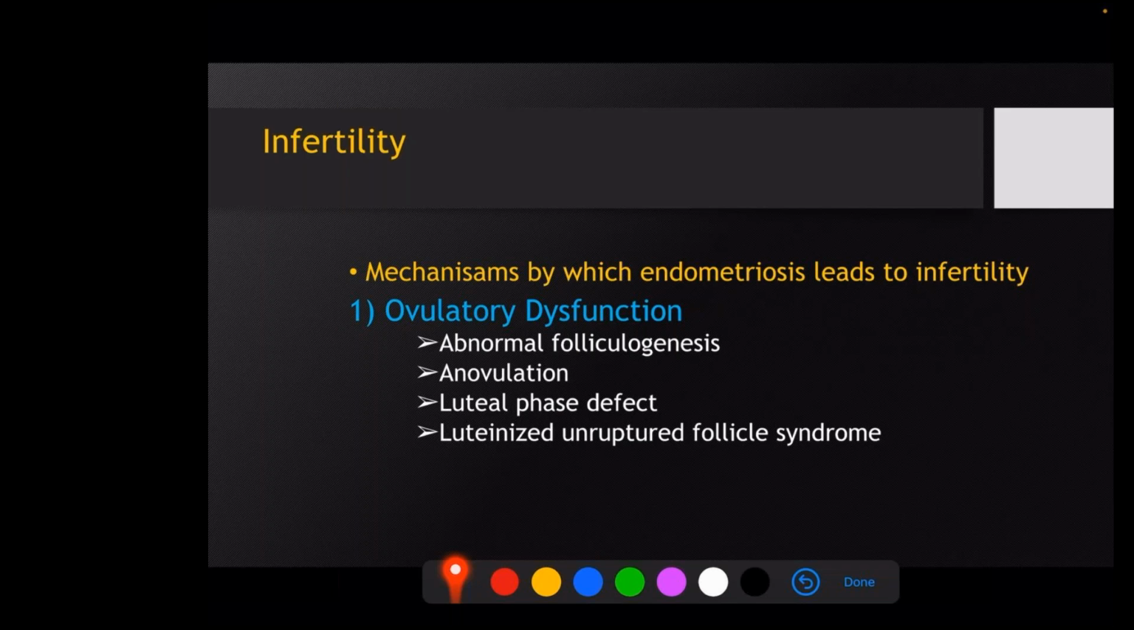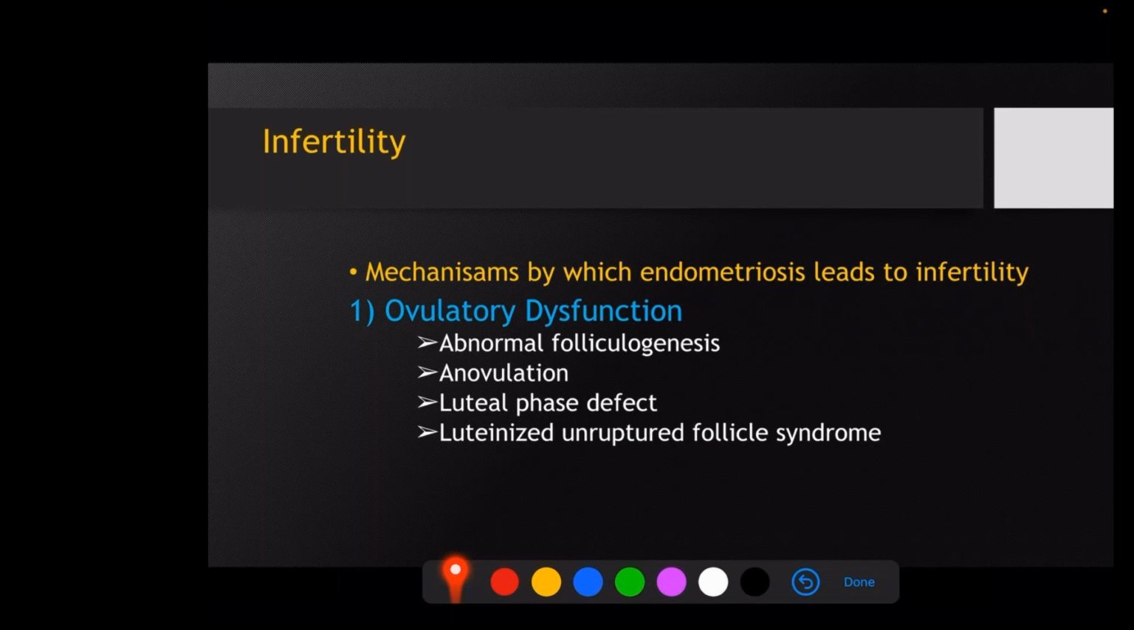First, ovulatory dysfunction, where there is abnormal folliculogenesis, that is inadequate or disproportionate development of follicles, or anovulation. Again, luteal phase defect. Luteal phase defect means inadequate progesterone production during the post-ovulatory phase, which may result in infertility or early pregnancy loss.